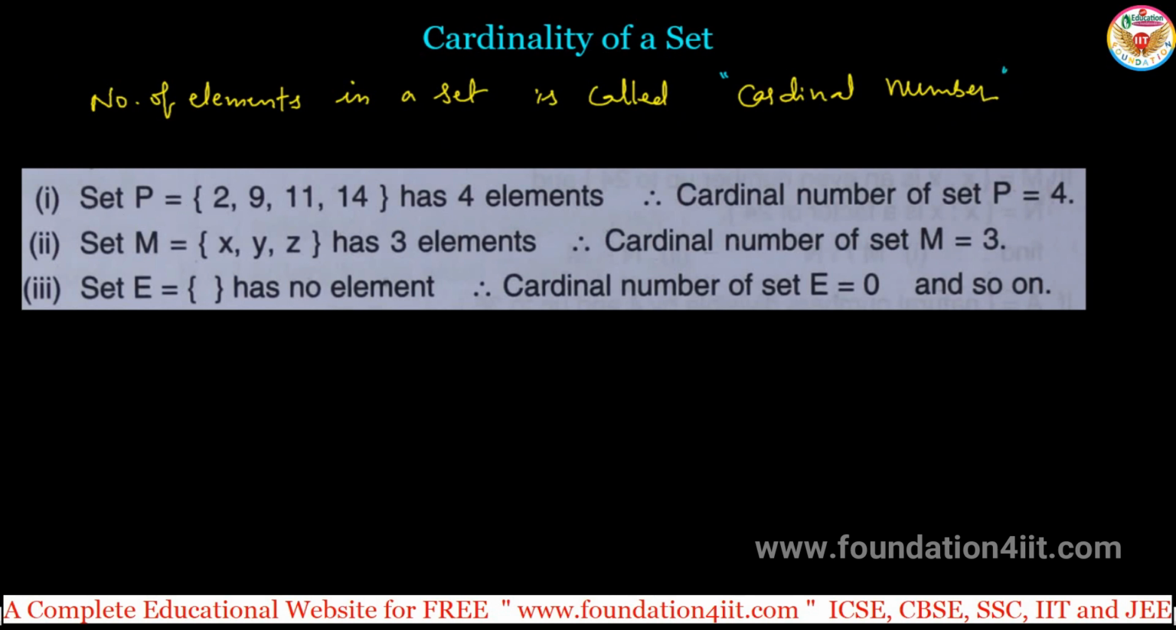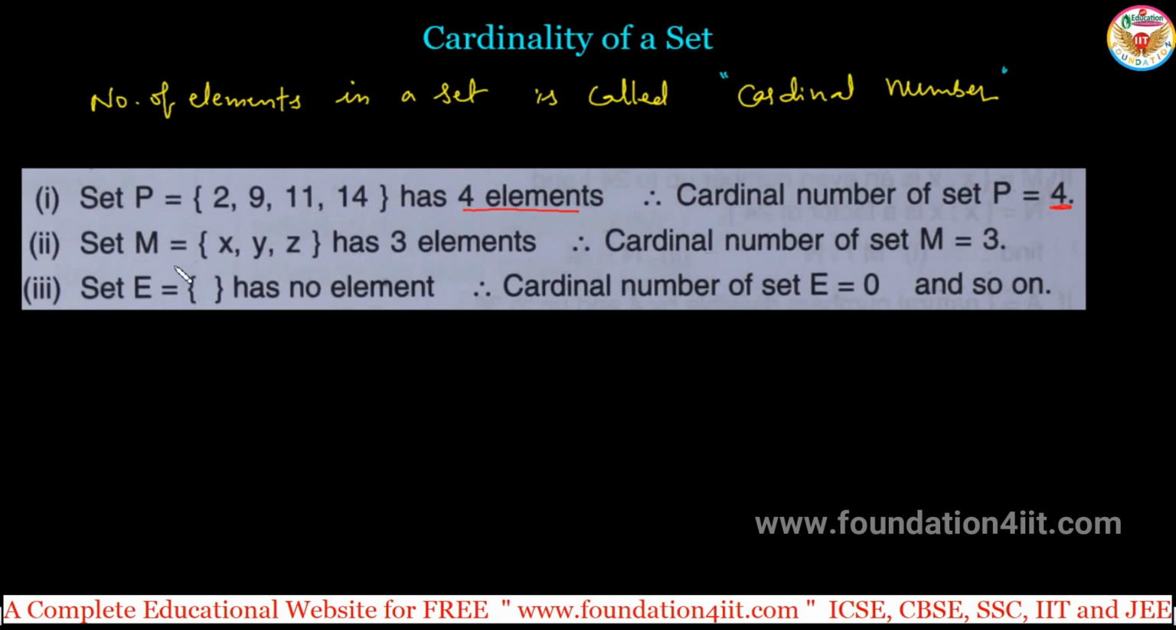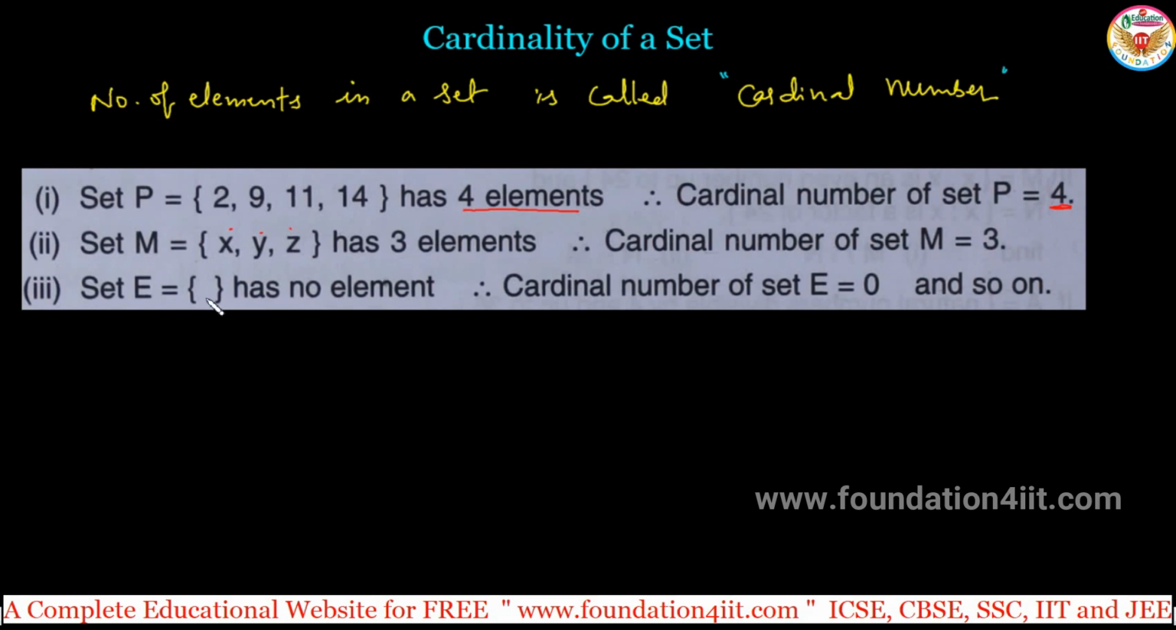See the example, set P 2, 9, 11, 14 has 4 elements. So the cardinal number of set P is 4. And set M, X, Y, Z, has only 3 elements, so the cardinal number of set M is 3. Set E has no elements, it is an empty set, so the cardinal number of set E is 0, and so on.